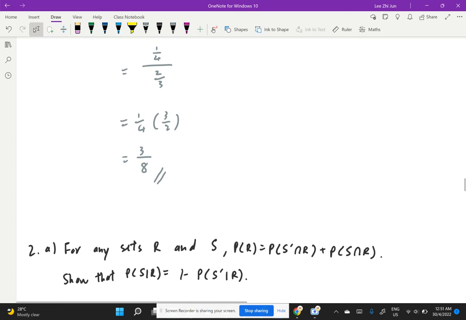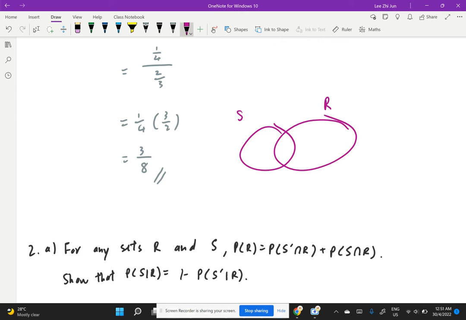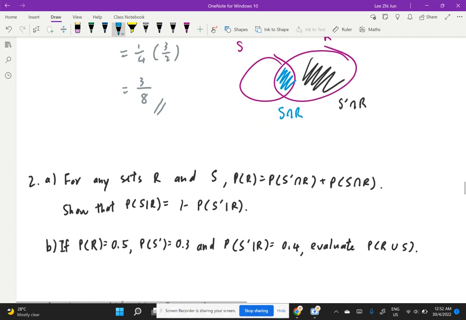Second question. For any sets R and S, P(R) equals P(S∩R) plus P(S'∩R). So I want P(S'∩R), which is here, and P(S∩R) is here. Show that P(S given R) is 1 minus P(S' given R).